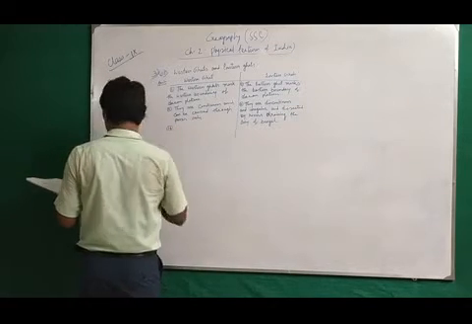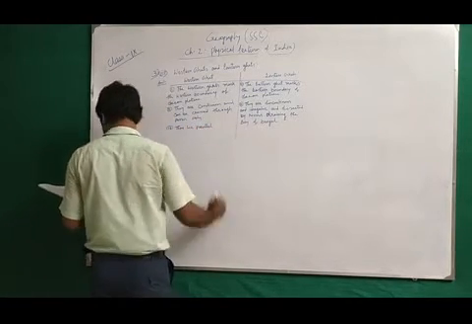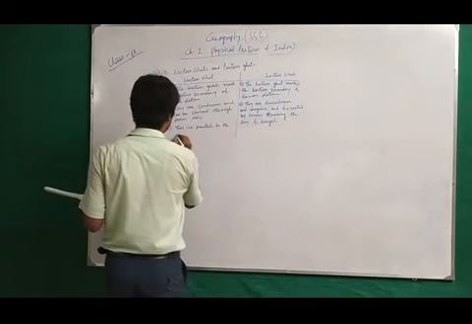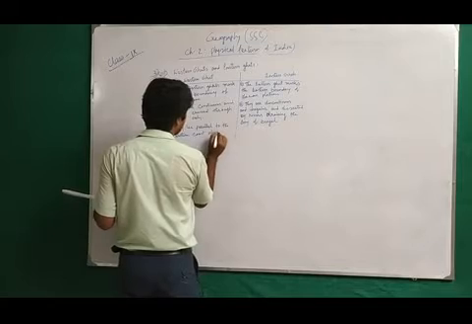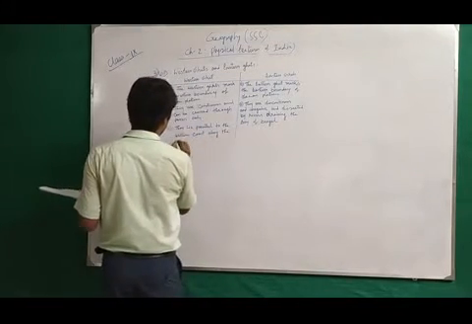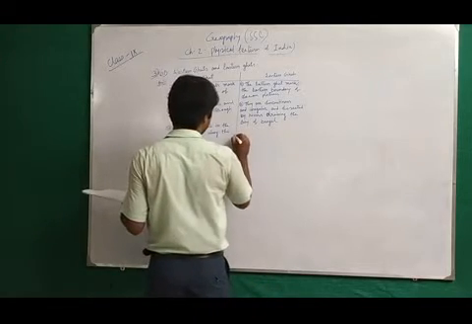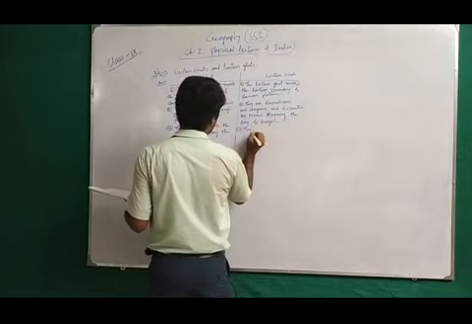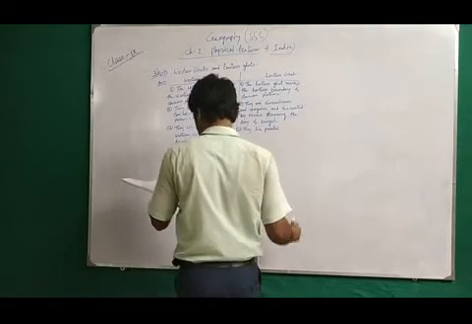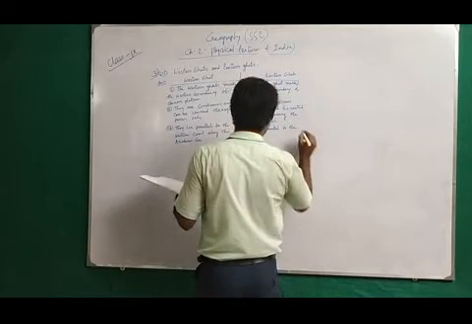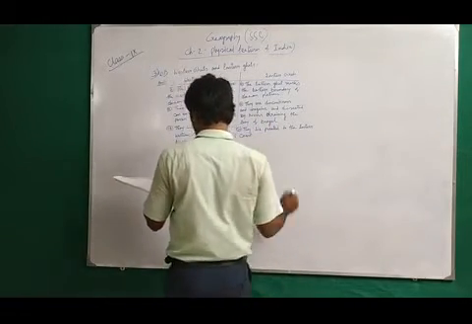Number 3: they lie parallel to the western coast along the Arabian Sea. They lie parallel to the eastern coast along the Bay of Bengal.